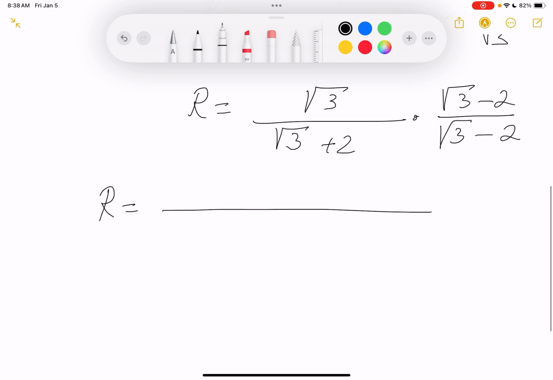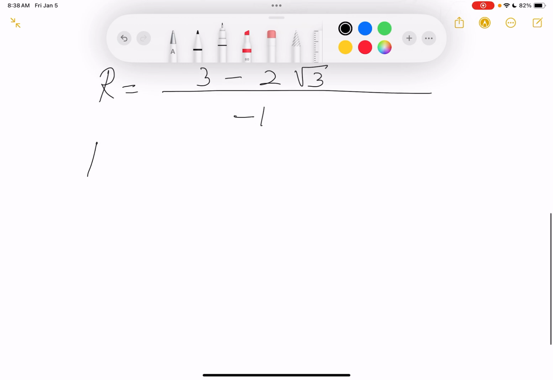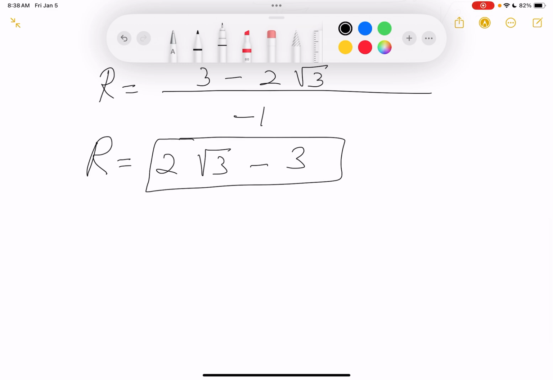And what do you get on top? You get 3 minus 2 root 3. On bottom, what do you get? You get 3 minus 4, which is minus 1. What do you get? r equals 2 root 3 minus 3. That's the radius of the smaller circle, by the way. And we're done. Thank you.